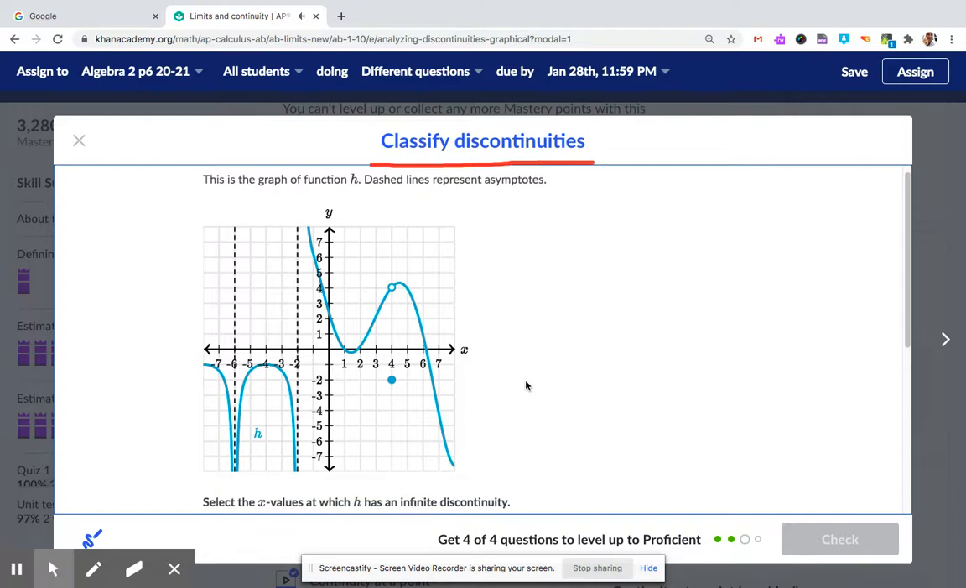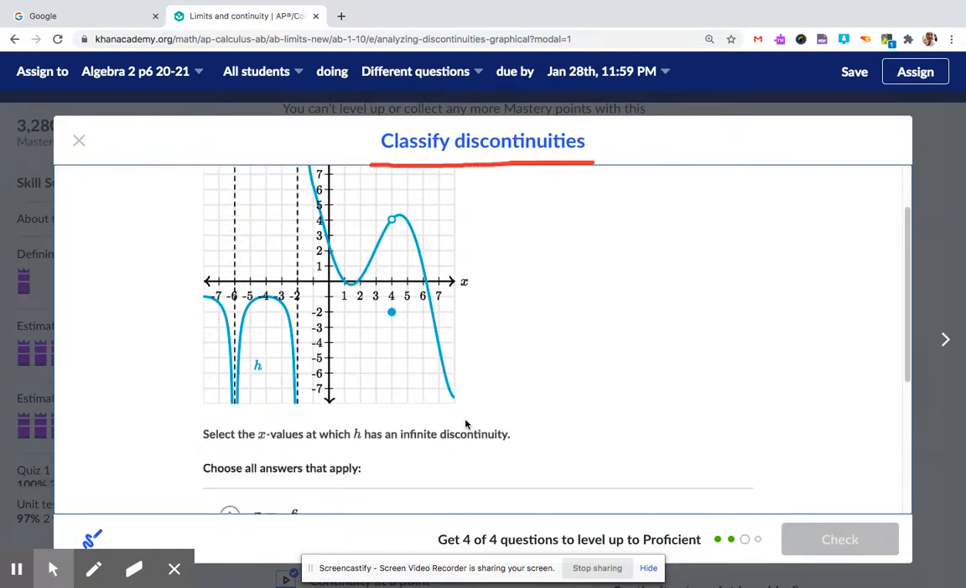All right, more action going on here. Let's see, infinite discontinuity. All you need is at least one side going to infinity at that point, and it doesn't have to go to the same infinity. That's kind of the key here. So we're not just going into infinity, for these it's focusing on what value of x.